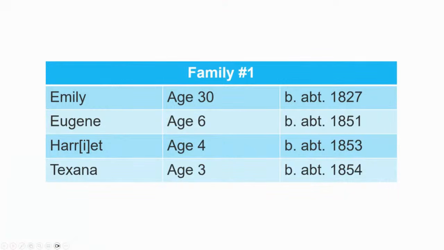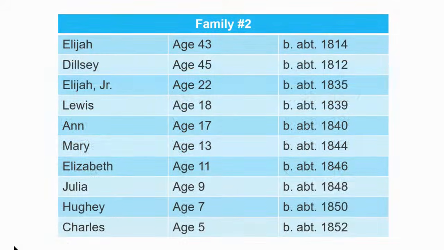So the first enslaved family mentioned in the probate file was the family of Emily with her 3 children, Eugene, Harriet, or who I think is Harriet, and Texana. The second enslaved family was that of Elijah and Dilsey, with their children Elijah Jr., Lewis, Anne, Mary, Elizabeth, Julia, Huey, and Charles. I figured out their approximate birth years by subtracting their ages from the date on the probate file.